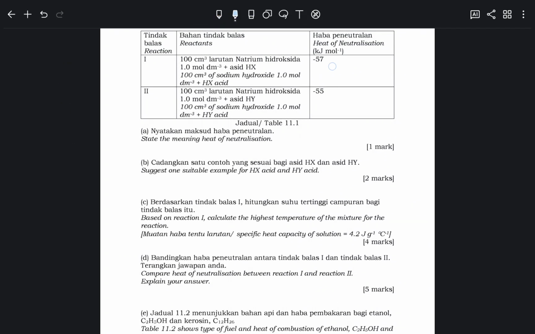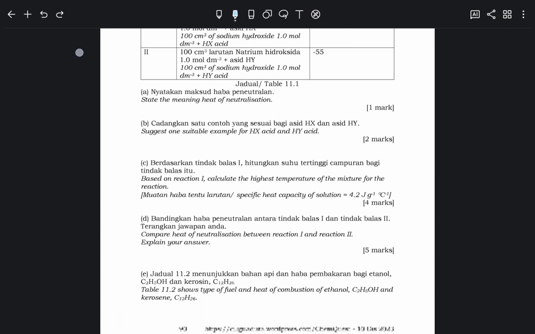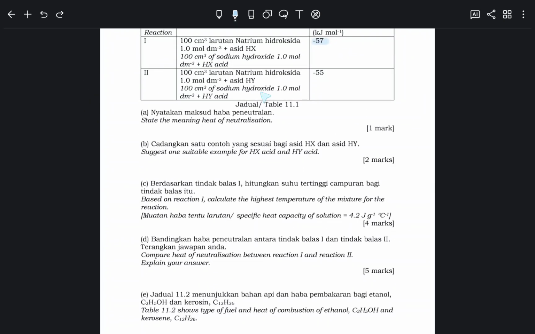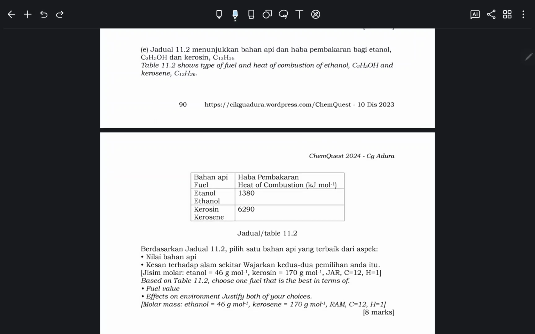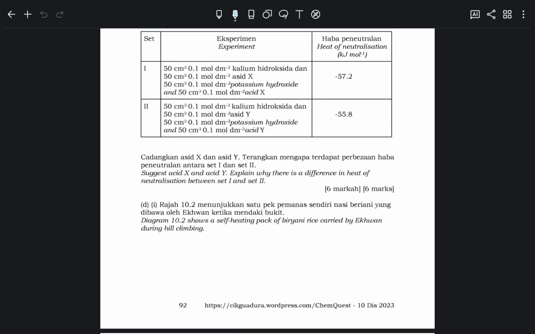So remember, kalau you punya theoretical value for neutralization is -57, maksudnya both are strong acid. So it's preferable for you to use monoprotic acid lah, either hydrochloric or nitric acid. Then this one is a type of weak acid lah. You can use ethanoic acid, very simple. Very common, we use hydrochloric, nitric and ethanoic. For strong, memang kita use hydrochloric and nitric. Setengah case baru kita guna sulfuric, but very rare lah.